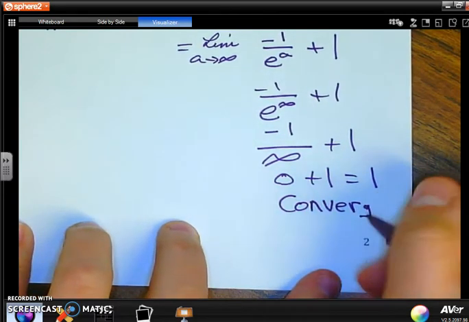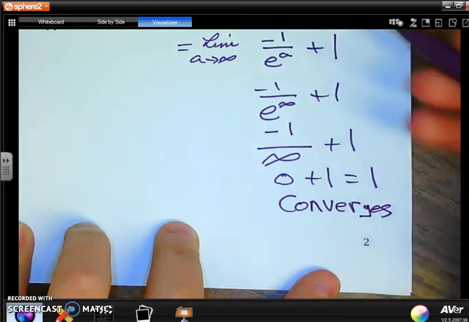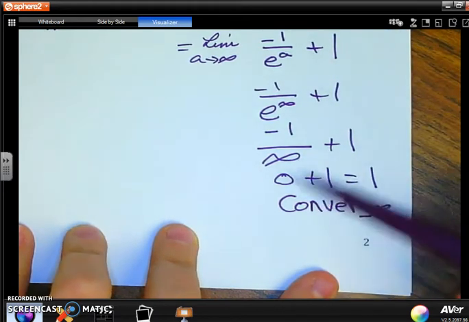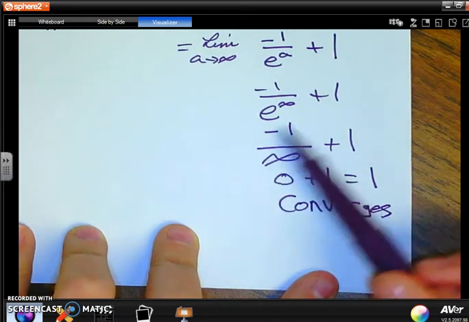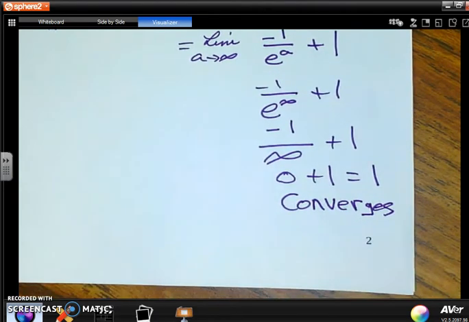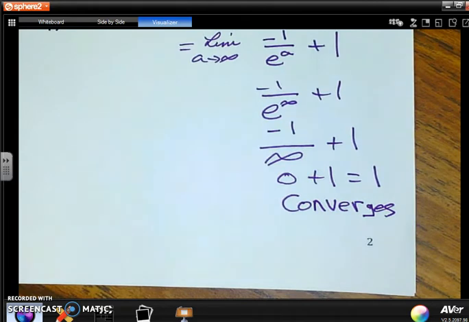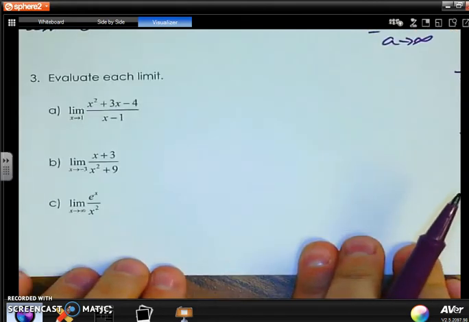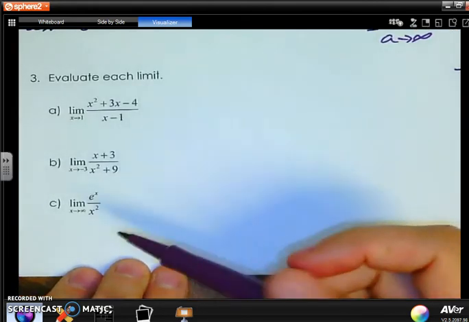So the last example diverged because my answer was an infinity. This one, it converges because here I was dividing by infinity, so I got 0. Make sure you can tell the difference between those two things. Okay? All right, so here we are evaluating limits.